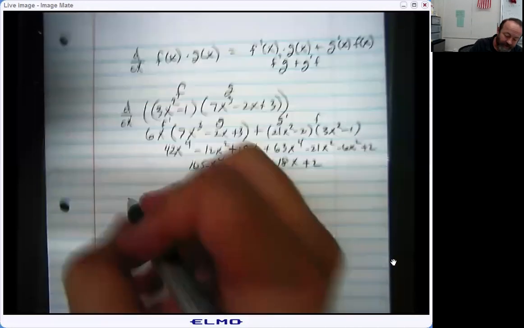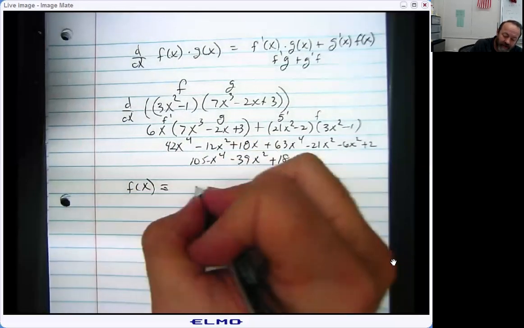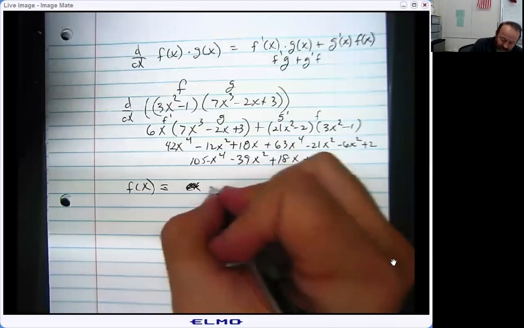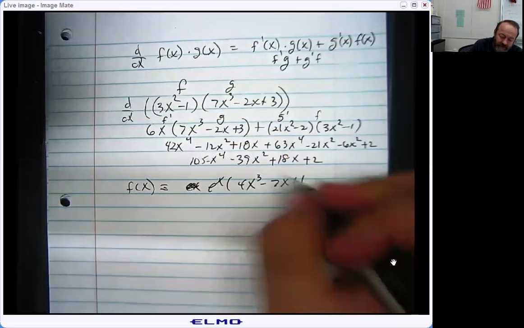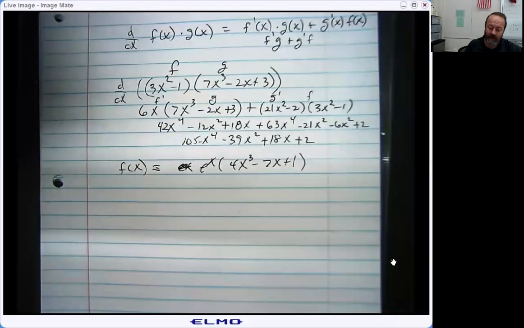But unfortunately, sometimes we have stories like this, where you have, let's say, e to the x times 4x cubed minus 7x plus 1. Well, that is not a problem that we could actually do using the other rule.